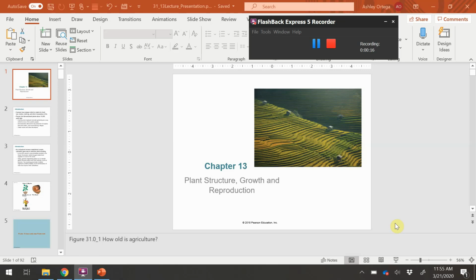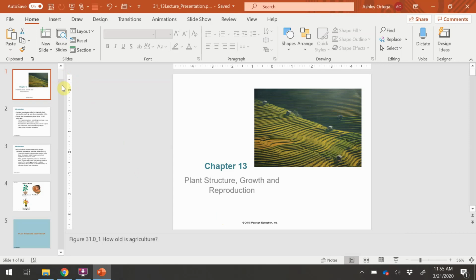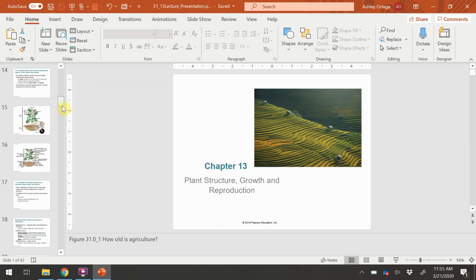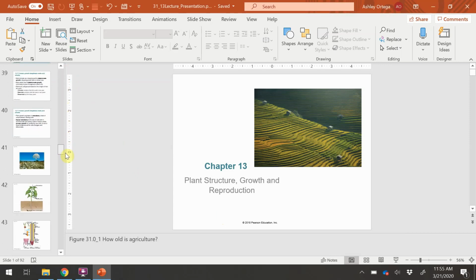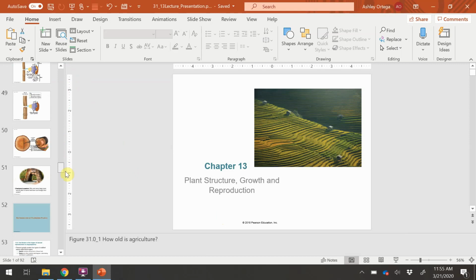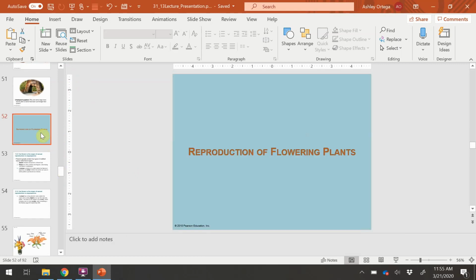We're going to continue to learn about plants. Yes, plants. We were here in chapter 13 last time we left off, and that's where we will continue. So we were looking at plant structure and growth, and we'll pick up on reproduction. And so let's scroll down to our slide where we left off here. We were going to begin the reproduction of flowering plants.